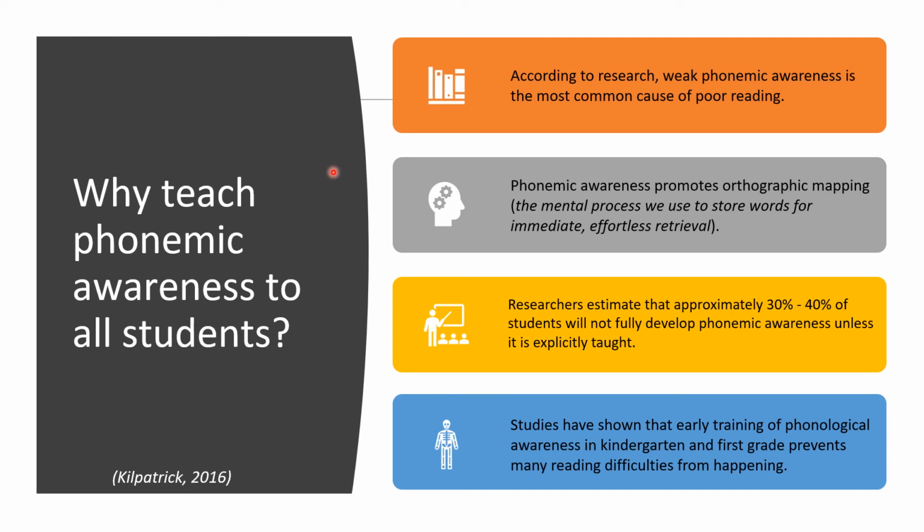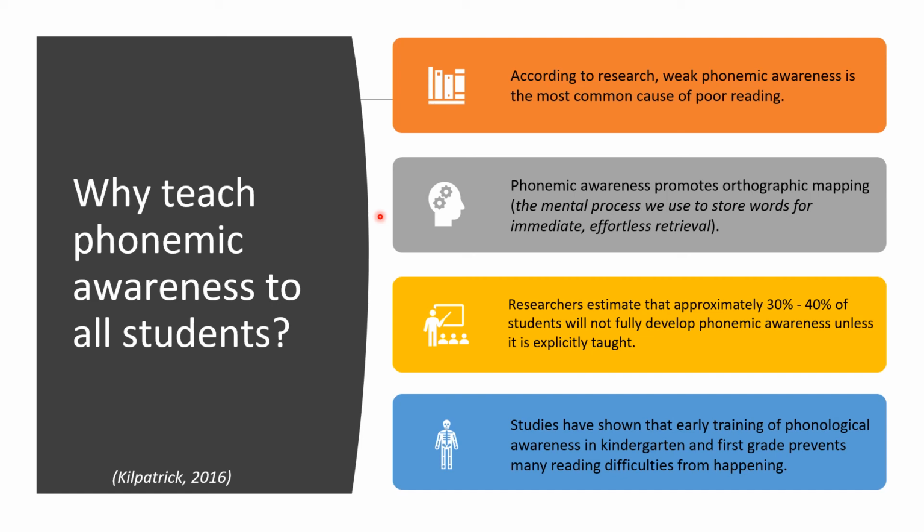Now the next box here really explains why it's so important. Phonemic awareness promotes something called orthographic mapping. Orthographic mapping is the mental process we use to store words for immediate and effortless retrieval. In other words, when we first see a word we've never seen before, it's an unknown word. Once we've seen it, as long as we have strong phonemic awareness, we can map those sounds and letters so that after a few times, when we see that word, it becomes immediate. We don't have to think about it, it's effortless. That's orthographic mapping. So if a student has weak phonemic awareness, they're unable to have that orthographic mapping process take place.